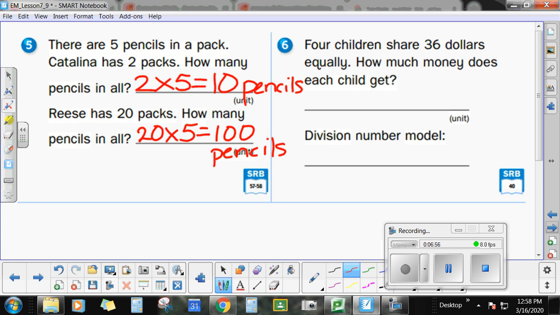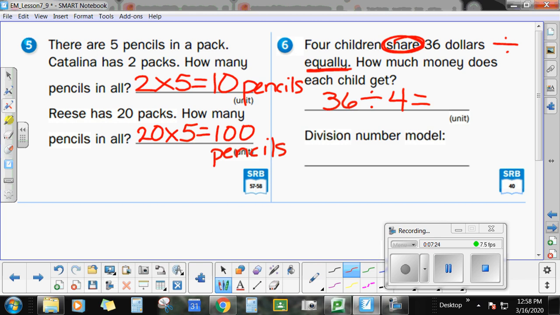All right, number 6. 4 children share $36 equally. How much money does each child have? Remember, guys, when we are sharing something equally, we are dividing. So what are we dividing? We're dividing money, right? How much money? 36. How are we going to divide that $36? They want you to share it equally with 4 children.